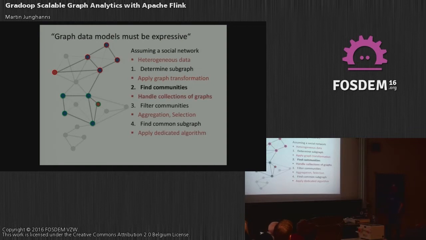Then you must be capable of handling multiple graphs, collections of graphs, because the result of the community detection algorithm, for example, is essentially not a single graph, but multiple graphs, your communities. Or in another example, the application of pattern matching leads to a collection of graphs, which are the embeddings of your pattern. Then you need to apply filtering, like aggregating those communities. We wanted to know how many vertices are in there, so we need to aggregate them in some way, and then select just a subset of those collections. And then, of course, we have to apply dedicated algorithms to find, in that case, the common subgraph.